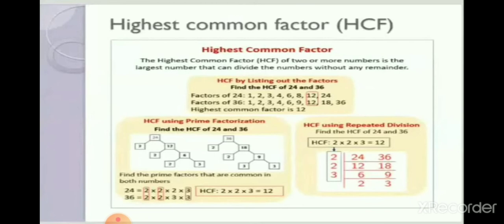Now the next common prime number for both will be 3. 3 divides 6, 2 times and 3 divides 9, 3 times. Now we don't have any common number left between 2 and 3. So our HCF will be 2 into 2 into 3, that is 12. So students, have you all noticed one thing? Though we are using any method to find HCF, our answer is the same in all three cases.